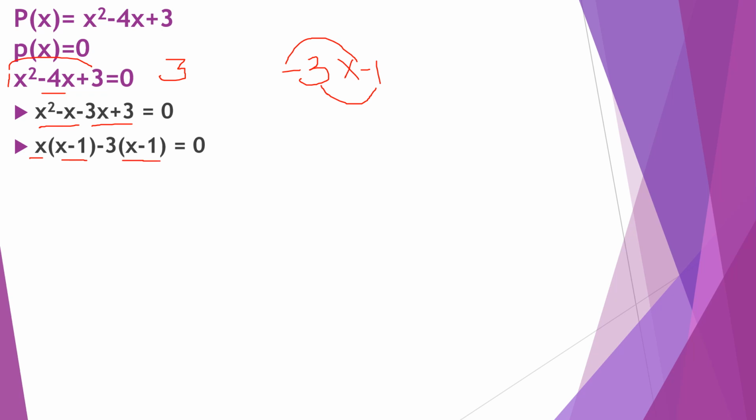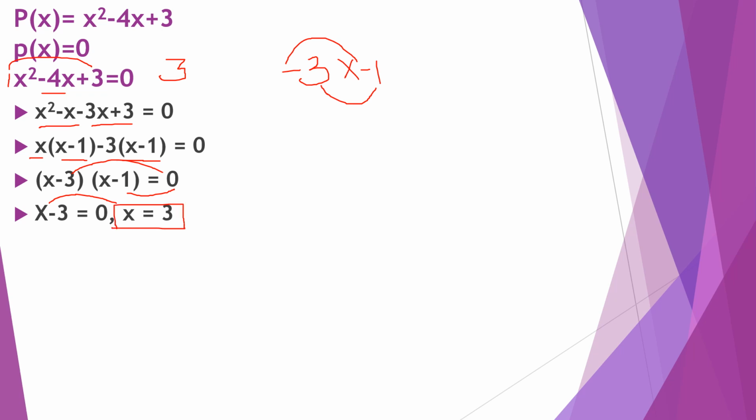Now I can combine this equation to (x minus 3) into (x minus 1) equal to 0. I am going to equate each term to 0. When x minus 3 equals 0, minus 3 moves to the other side and changes into plus 3. We got one zero of the polynomial, x equal to 3. And x minus 1 equal to 0 means, when it moves to the other side, it changes into plus 1. So x equal to 1.